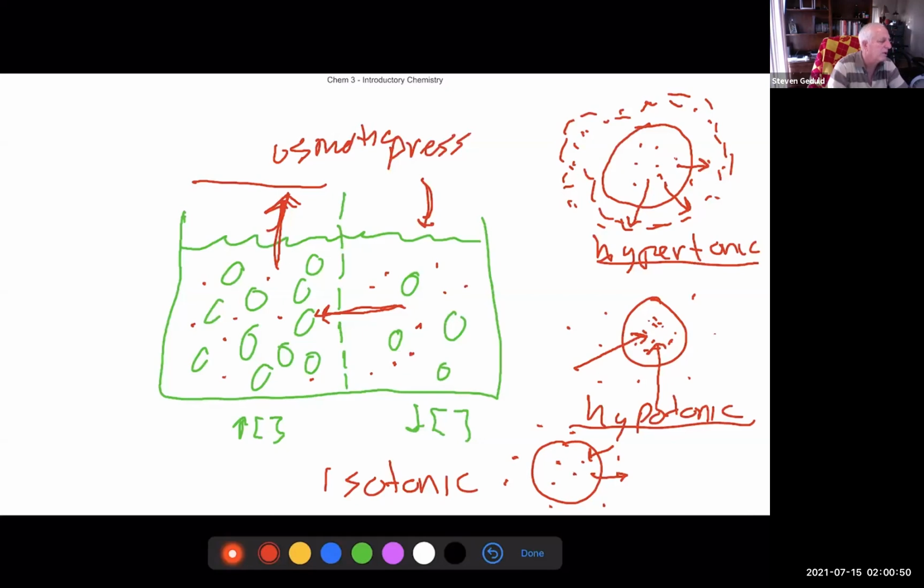Let's do one more question here, then we'll go to the next section. So what solution has a higher osmotic pressure: 1 molar magnesium acetate or 2 molar sodium acetate?